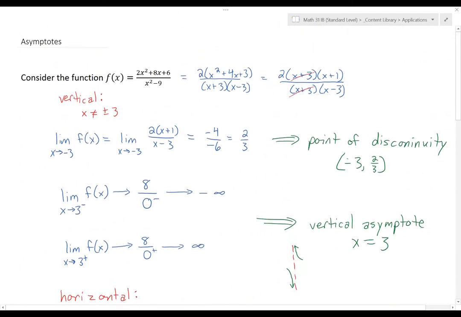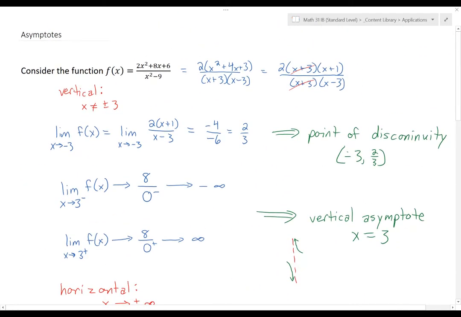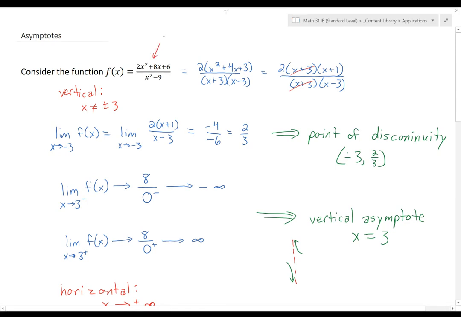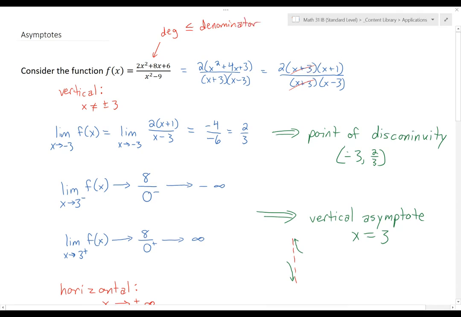In situations where the degree is the same, so 2x squared over x squared, or the numerator has a lower degree, so the degree is less than or equal to the degree of the denominator, then you will have a horizontal asymptote.